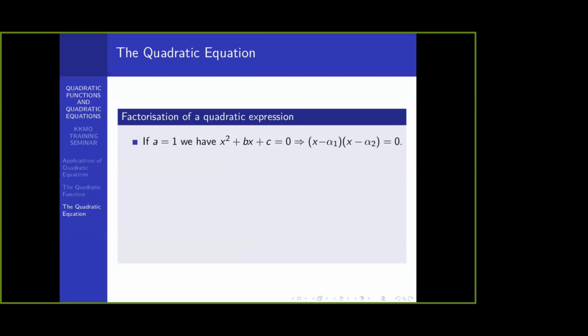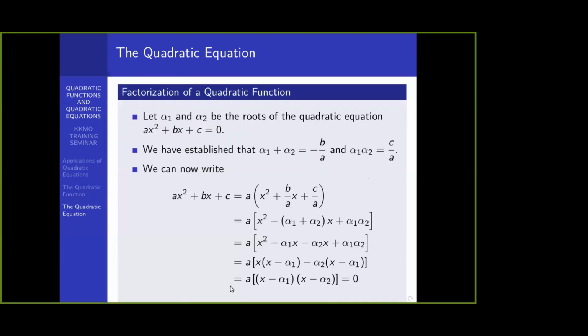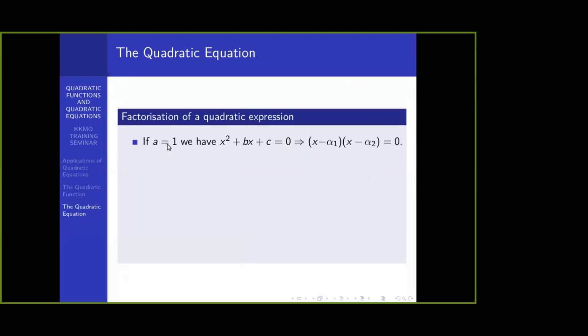So if a is equal to 1, we can lose the a, because let's just go back one step. We see we have the a out here. So if a is equal to 1, we're only left with the term in the square brackets. So if a is equal to 1, we have x squared plus bx plus c is equal to 0. And we know that this can be written as x minus alpha 1, x minus alpha 2 is equal to 0.